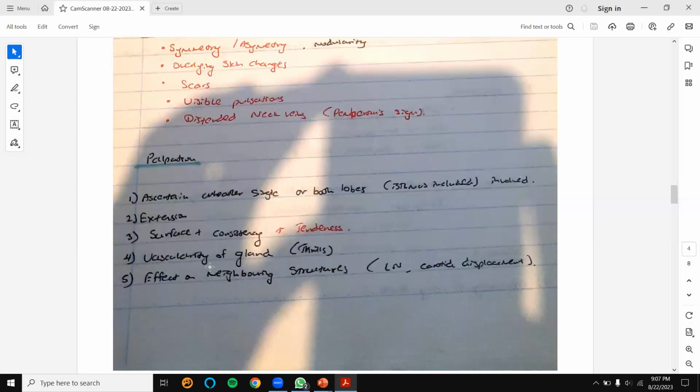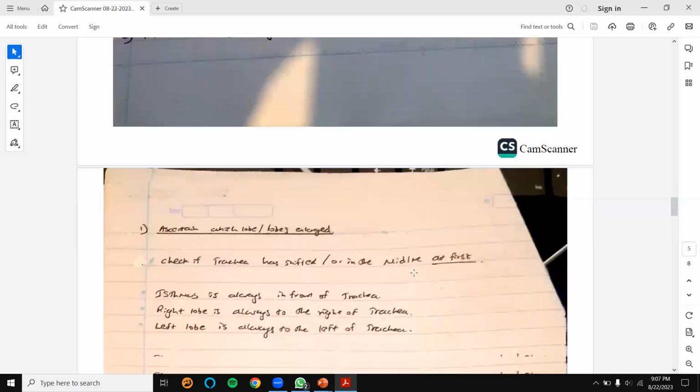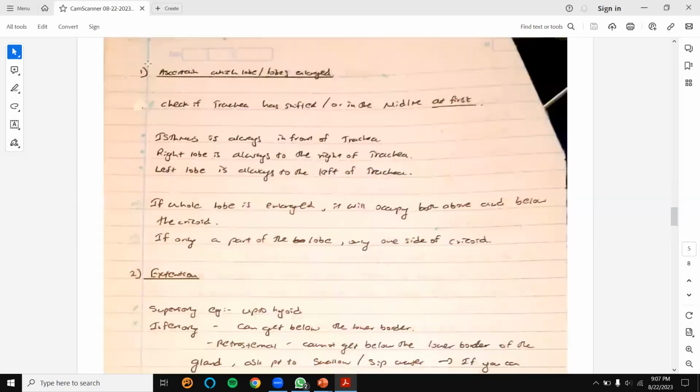Then effect on neighboring structures also you need to definitely check, especially the lymph nodes. When you're at the back itself, you need to check all the lymph nodes, the cervical lymph nodes, and carotid displacement. So once again, the main 5 points you need to check when you're palpating are which lobe is enlarged.